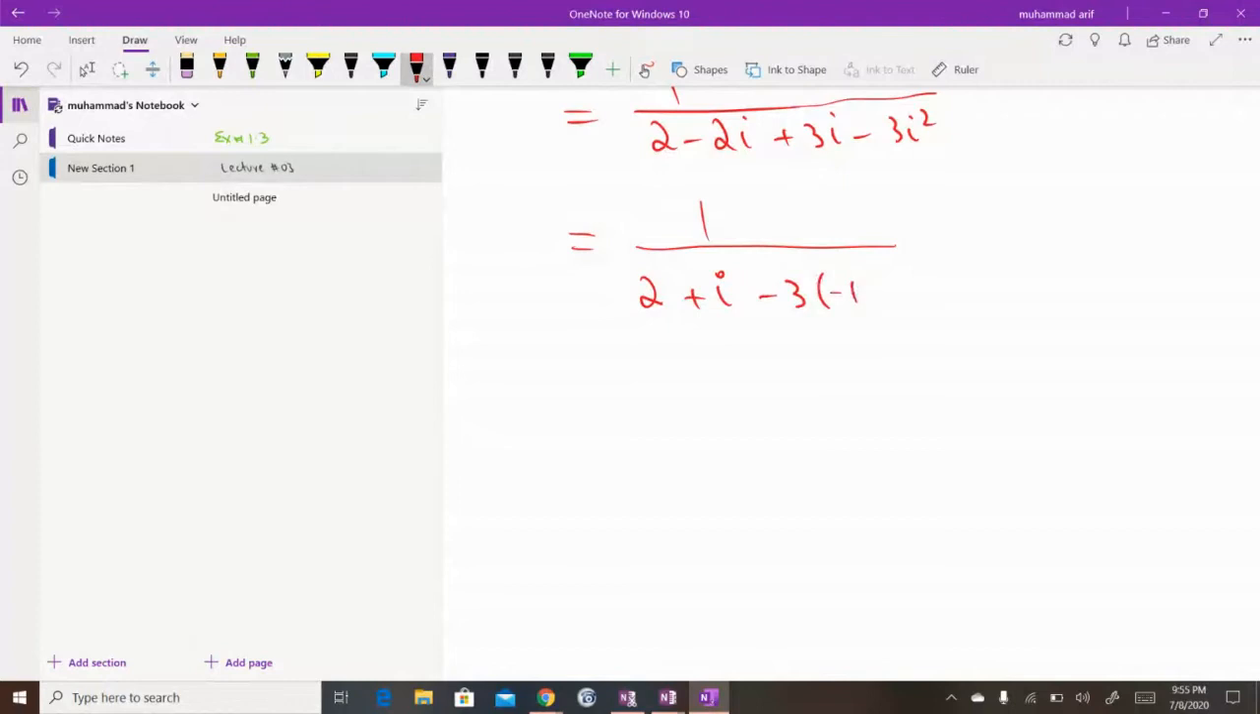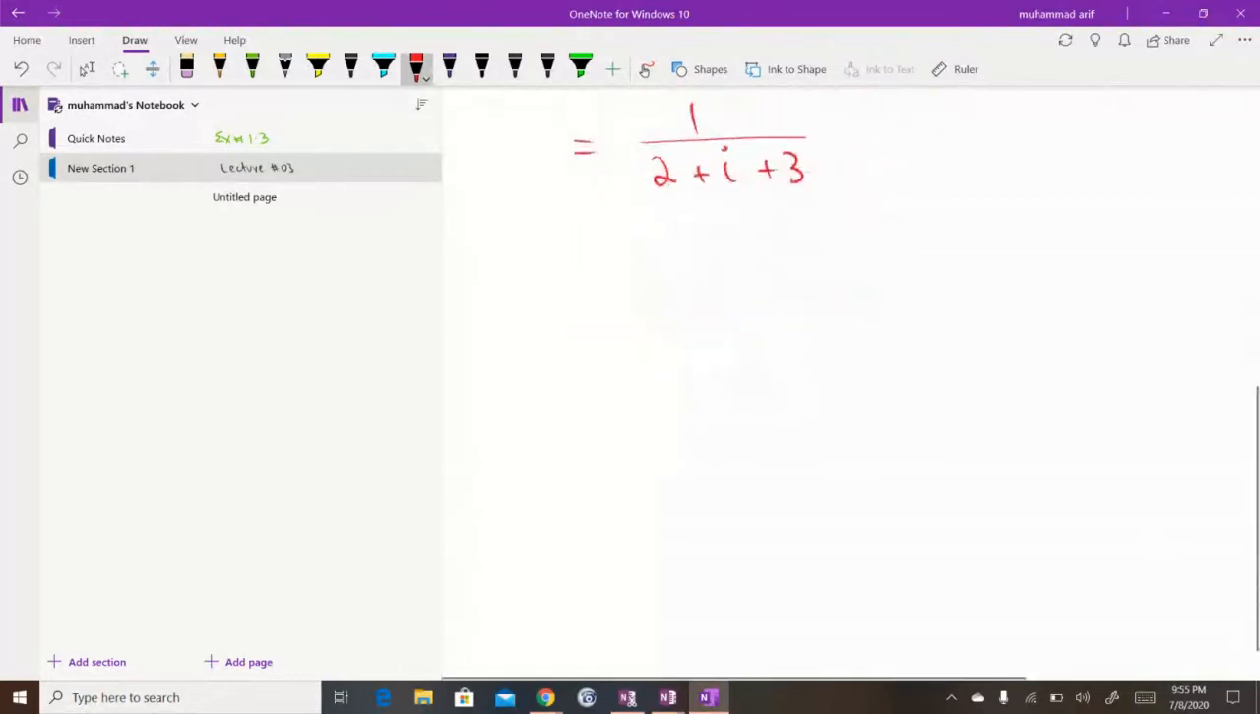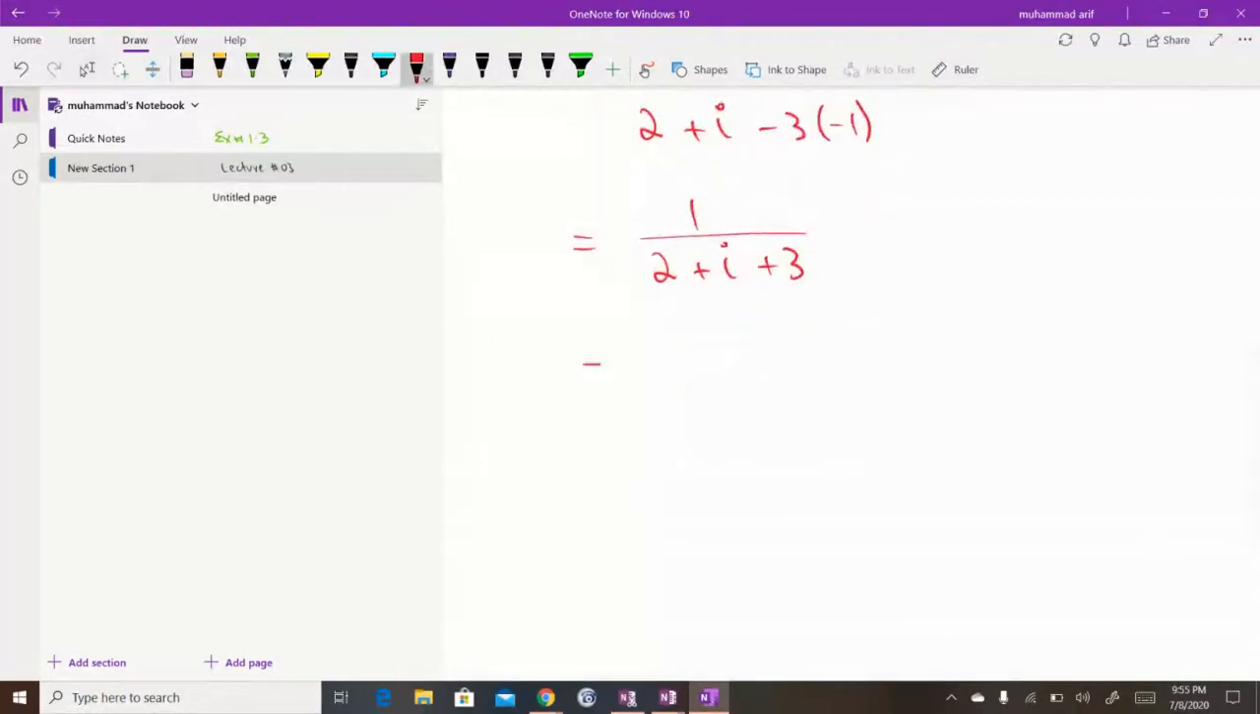What is the value of iota square? The value of iota square is negative 1. Now, more simplification. After more simplification, we get 5 plus iota. We add the real part with the real part. We have 1 by 5 plus iota.